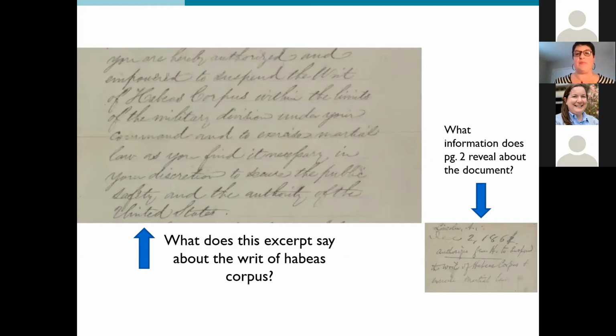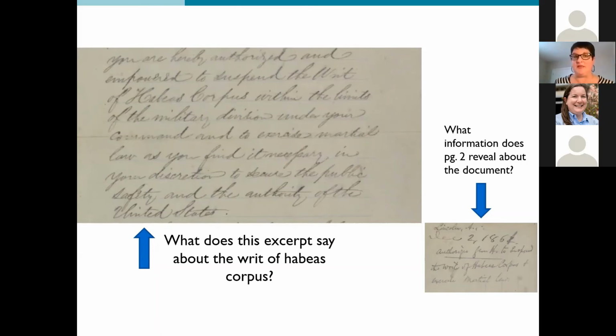Now, you might remember I focused on the part of this, who was this to? And this was to Major General Henry Halleck, but we don't really know until the back side of the document who it is from, and that's on the right side there. What information does page 2 reveal? At the Library of Congress, we have 2 pages of this document scanned that you'll all be able to access. You'll notice it says Lincoln, so this is from Abraham Lincoln. It's December 2nd, 1861.